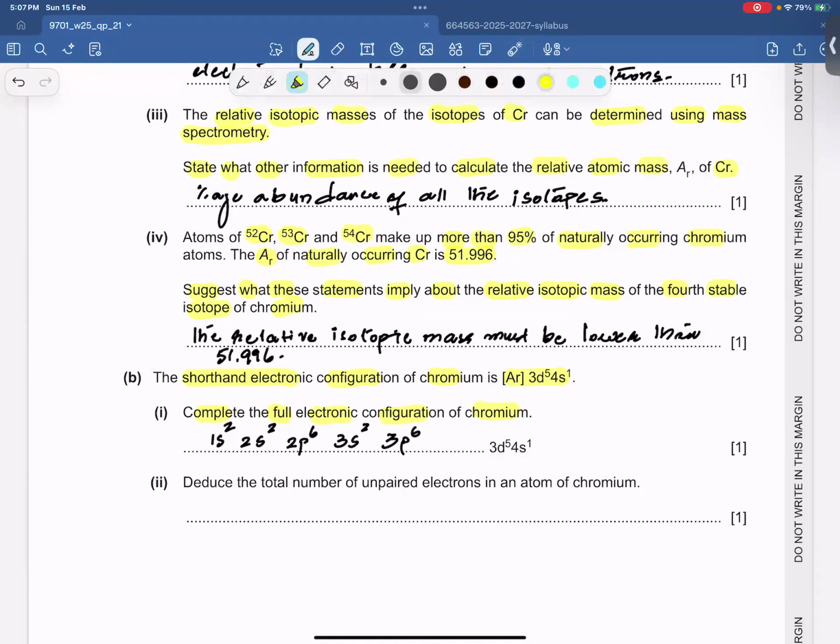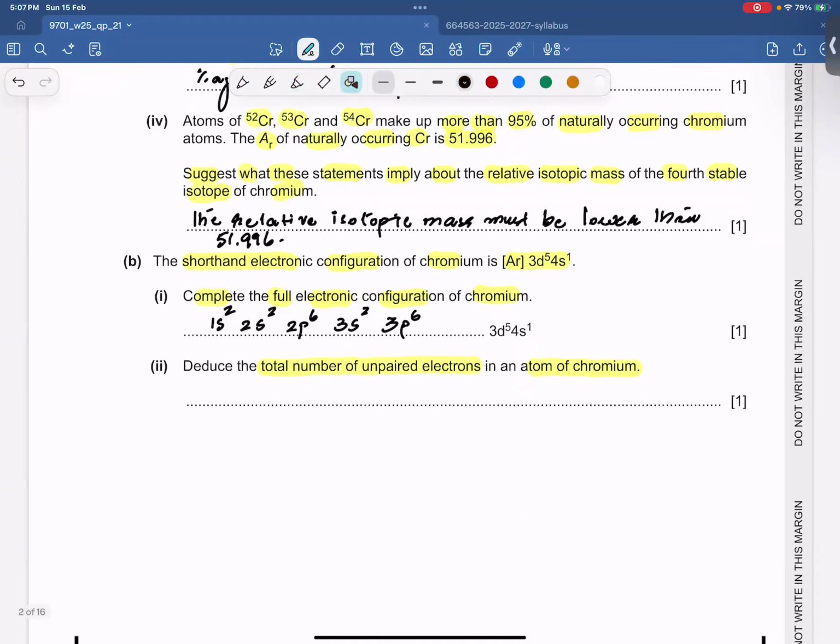Deduce the total number of unpaired electrons in an atom of chromium. So in order to find the number of unpaired electrons, I believe we need to go for spin configuration. Whenever the examiner is looking for unpaired or paired electrons, I can get the answer through spin configuration only, okay?